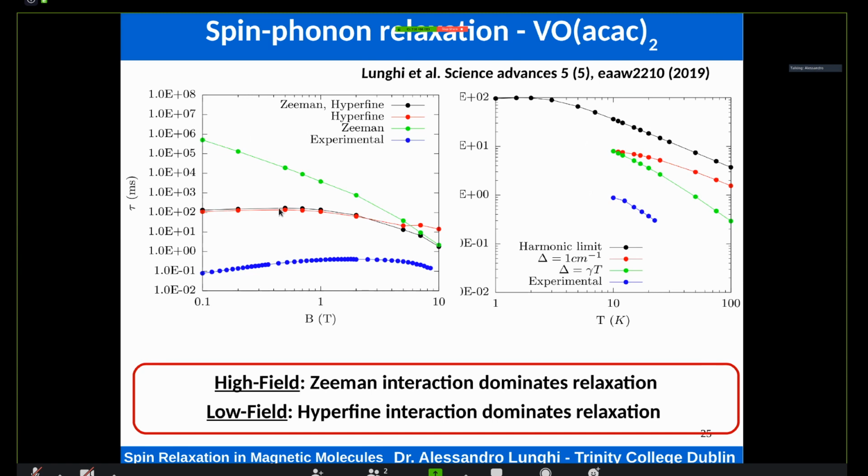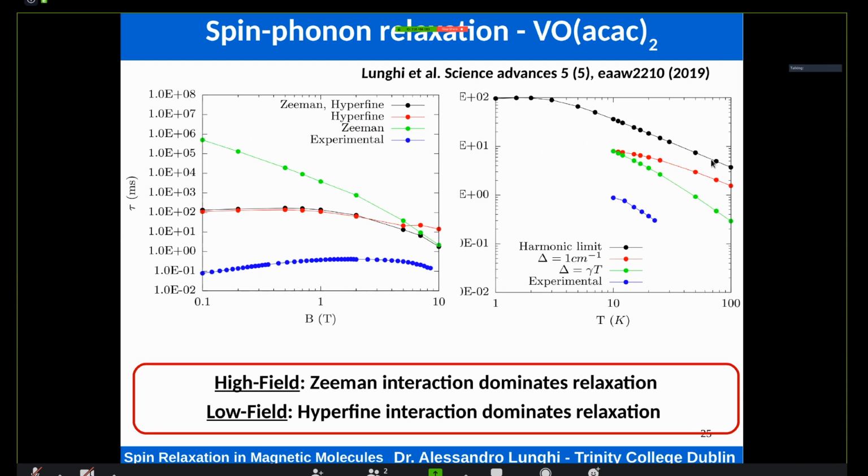As you see here, the relaxation time in high field is not very far away from the experimental one. In the low field, there are 3 orders of magnitude difference. So we expect that there is going to be something else, which we have not included in the model so far, that is going to overcome the contribution of the hyperfine at the first order. And it's probably going to be a second order phenomenon, which is not yet included.